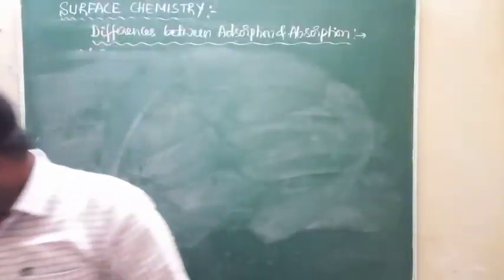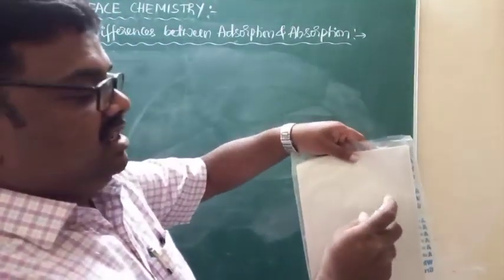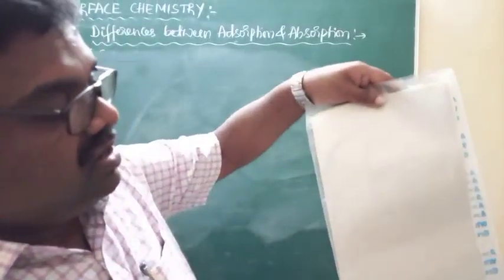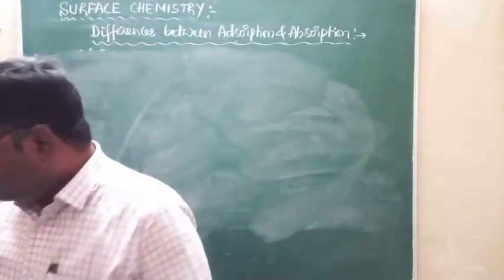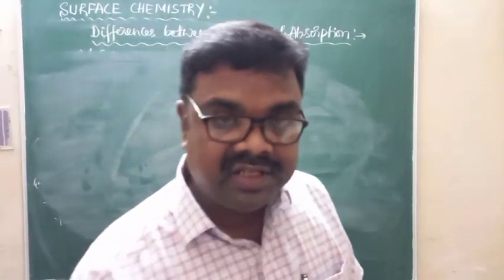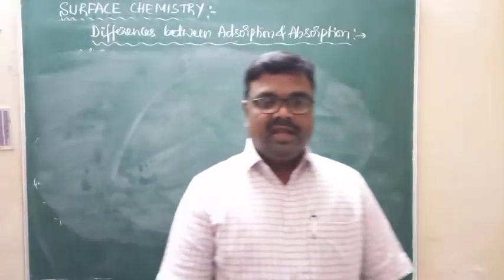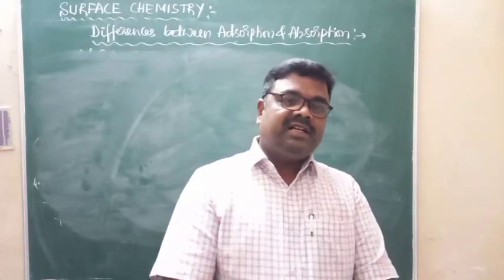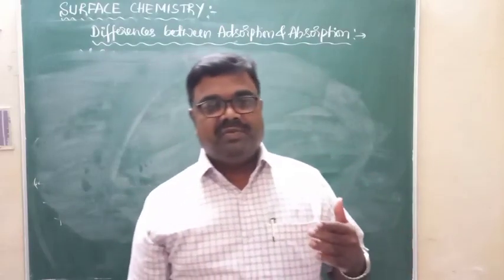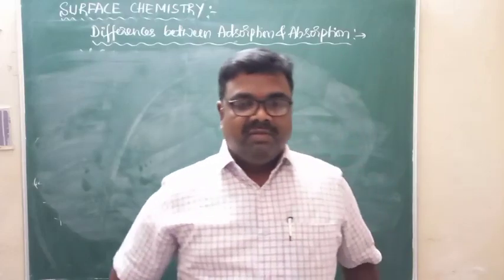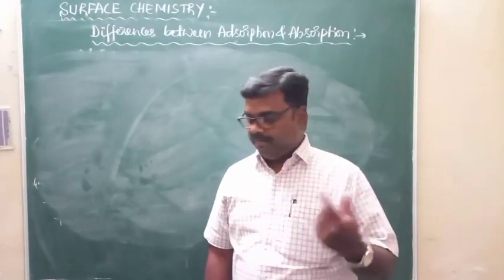But in the case of plastic, the water particles are attached to the surface. They cannot penetrate into the plastic. I can easily remove them, and that process of removal of adsorbed substances from the surface of the adsorbent is called desorption. Desorption can be brought about by increasing temperature and by decreasing pressure. So this is what we call desorption.